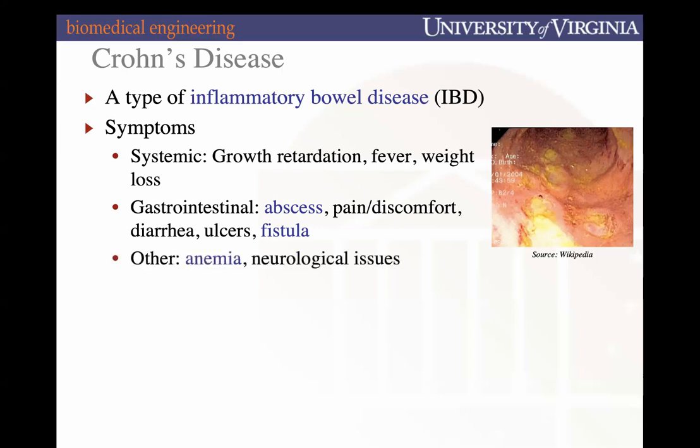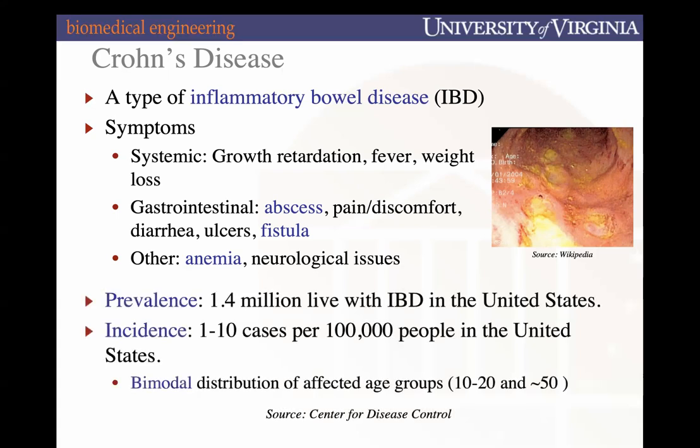Another consequence of that nutrient uptake deficiency is that people with Crohn's disease typically have anemia. In addition to that, they also have neurological issues as well. The prevalence is pretty high. There's about 1.4 million people alive with IBD, so that's either colitis or Crohn's disease. And the incidence is 1 to 10 cases per 100,000 people in the United States.